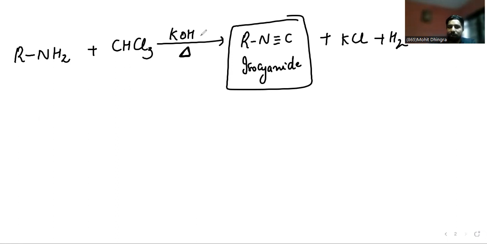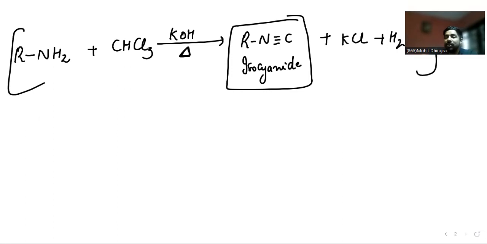So this Carbylamine reaction, in which RNH2 is added to CHCl3, is used to distinguish between either primary and tertiary, or secondary and primary. So we would come to know that this particular amine is primary, which is giving this Carbylamine test, because in that isocyanide is formed.